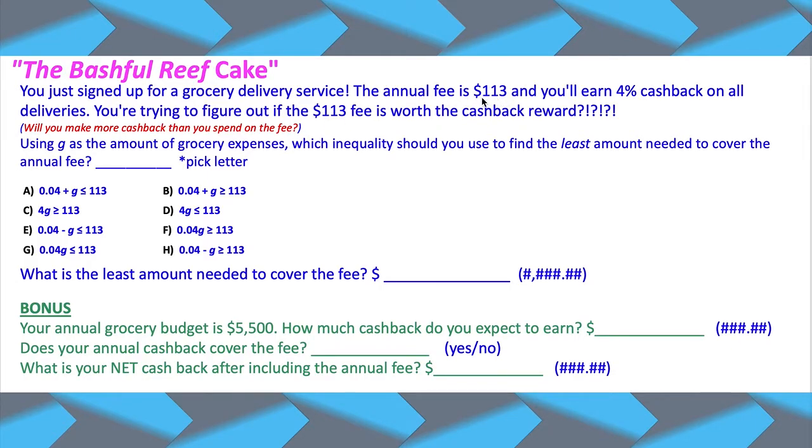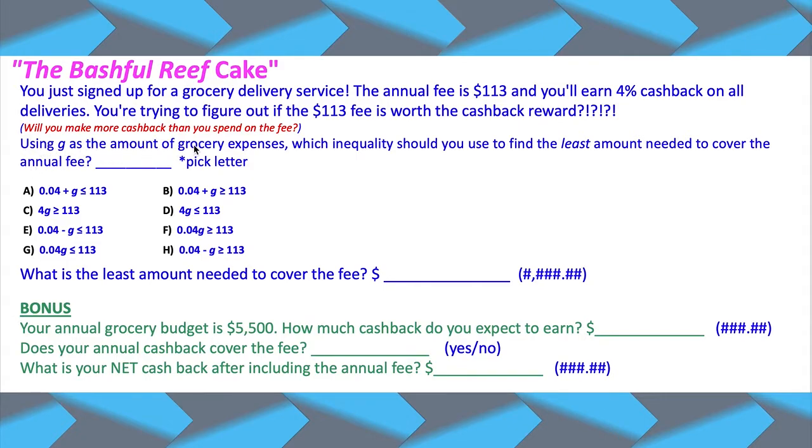So basically, you're spending $113 for a service, but you get rewarded for the service. You're trying to figure out, when does this 4% cash back pay for itself? Because you're spending $113, but you're getting 4% cash back. We're trying to figure out when this 4% pays back the $113. So we've got to pick one of these inequalities to help us answer this question.